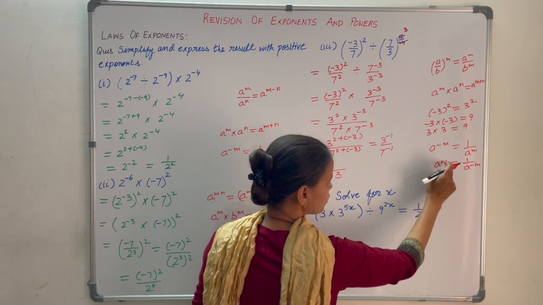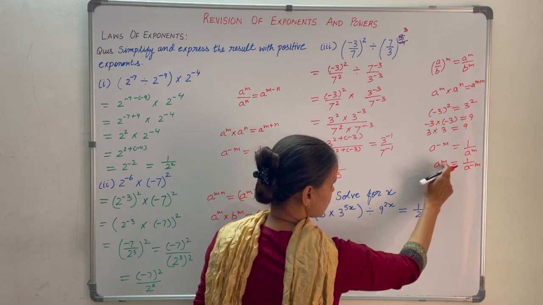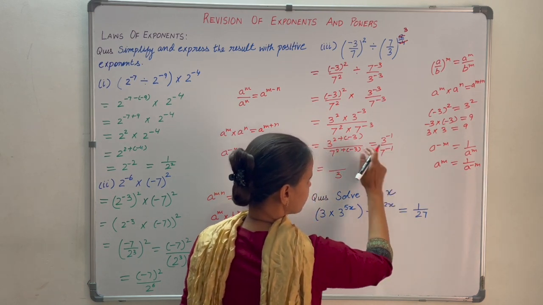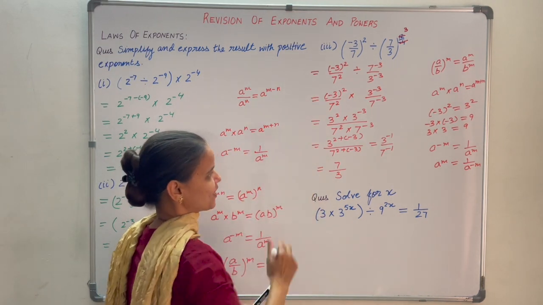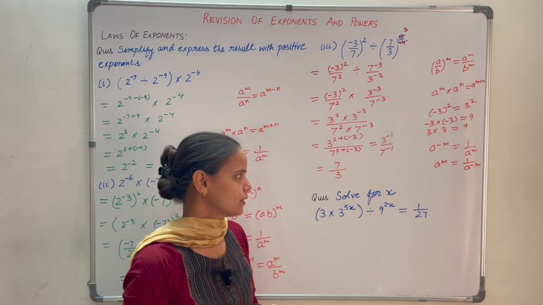So this, when it goes in the numerator, minus m becomes plus m. So here minus 1 will become plus 1. So this is 7. So the answer for this question is 7 upon 3.